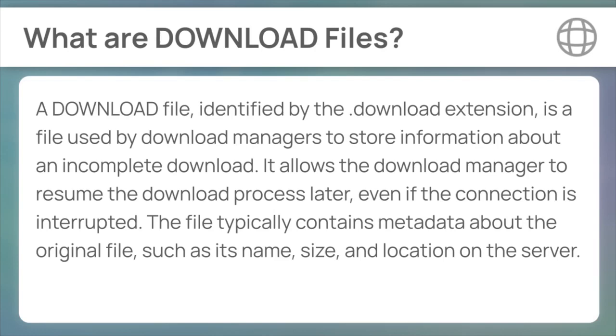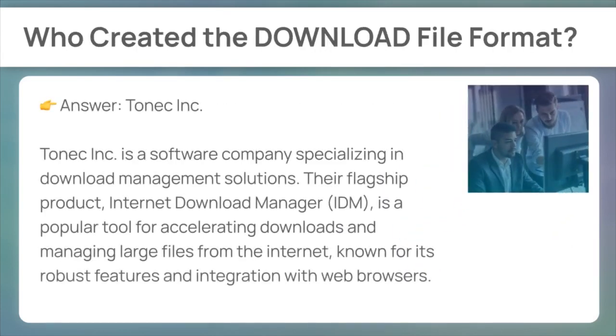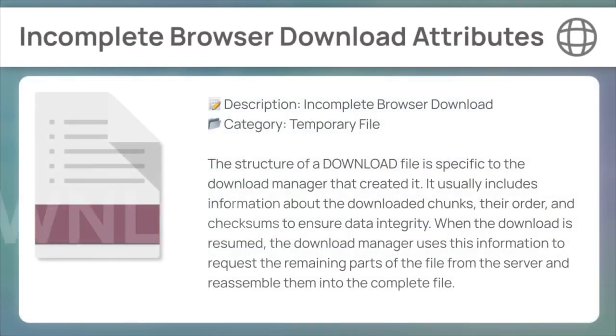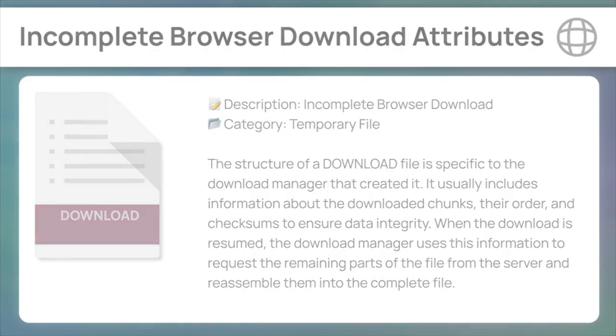It allows the download manager to resume the download process later, even if the connection is interrupted. The file typically contains metadata about the original file, such as its name, size, and location on the server. The structure of a download file is specific to the download manager that created it. It usually includes information about the downloaded chunks, their order, and checksums to ensure data integrity. When the download is resumed, the download manager uses this information to request the remaining parts of the file from the server and reassemble them into the complete file.